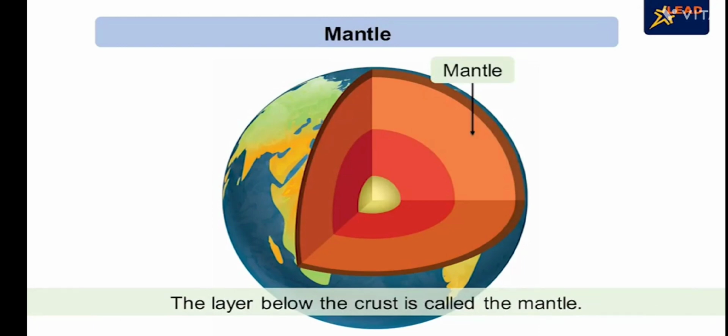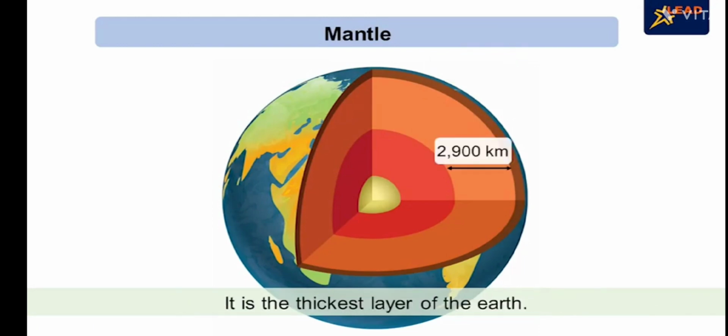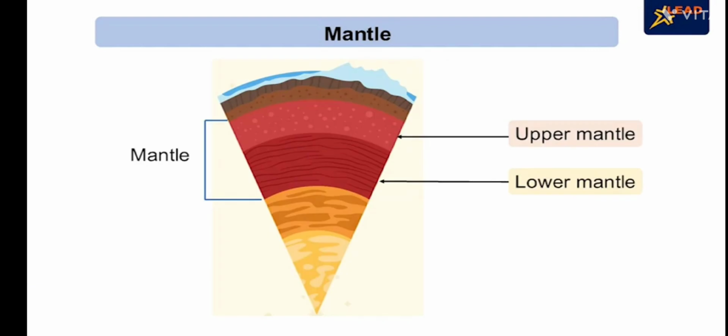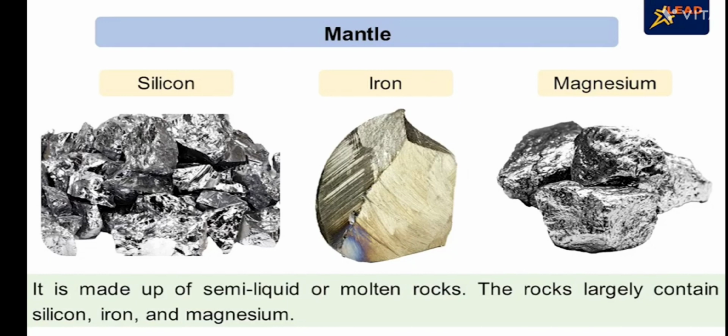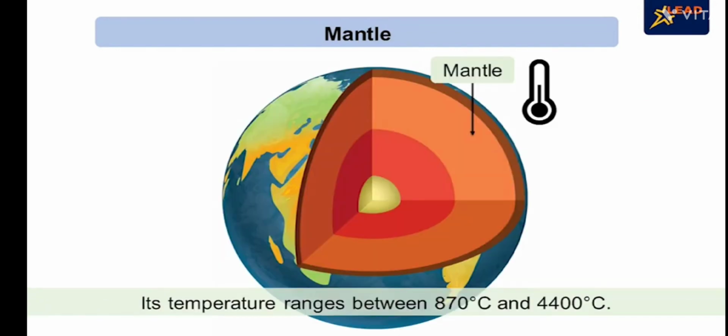The layer below the crust is called the mantle. It is the thickest layer of the earth. Its thickness is about 2,900 kilometers. It is divided into the upper mantle and the lower mantle. It is made up of semi-liquid or molten rocks. The rocks largely contain silicon, iron, and magnesium. Its temperature ranges between 870 degrees Celsius and 4,400 degrees Celsius.